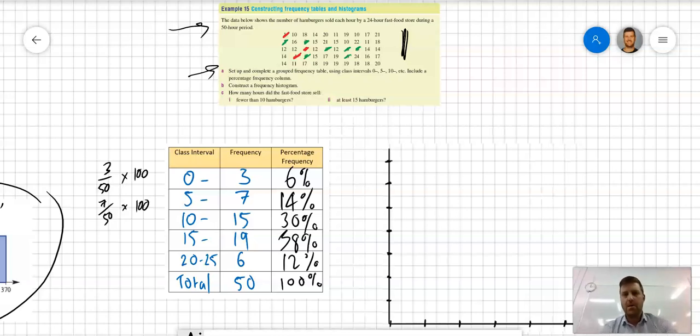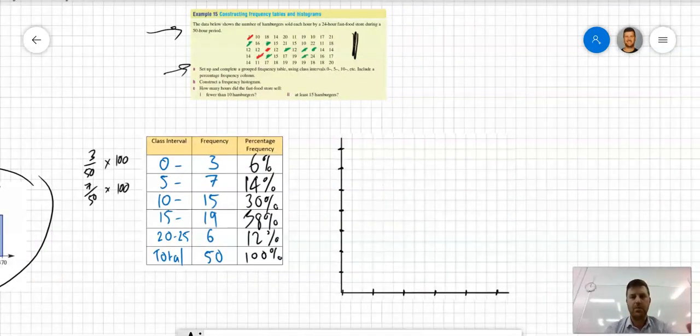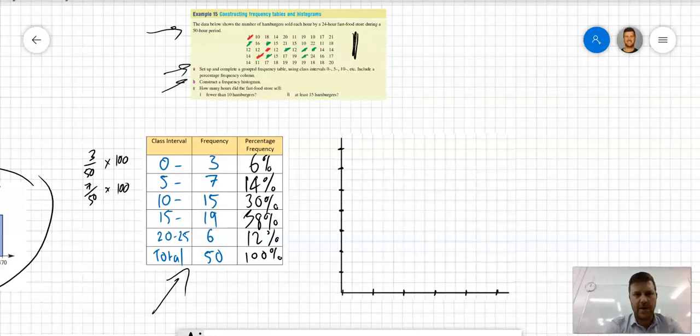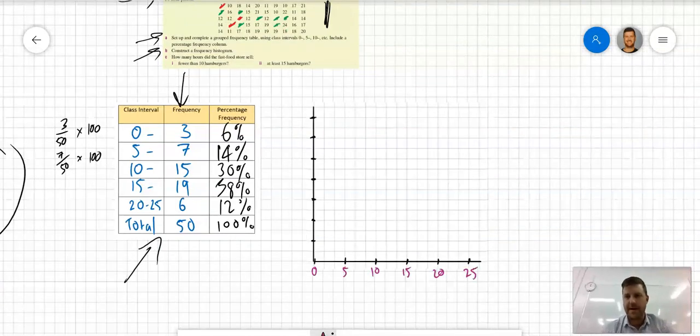Once you've done that, you can go ahead and set up your histogram. When you draw it, make sure you've got enough room and set up your scale so that you can fit all this information in. It says here for part B, construct a frequency histogram. So it's not saying percentage frequency, it's just saying frequency. So I'm going to use the values from the frequency column here. I'm going to start with the class intervals. Let's put them down the bottom, starting at 0, 5, over to 10, 15, 20, 25.